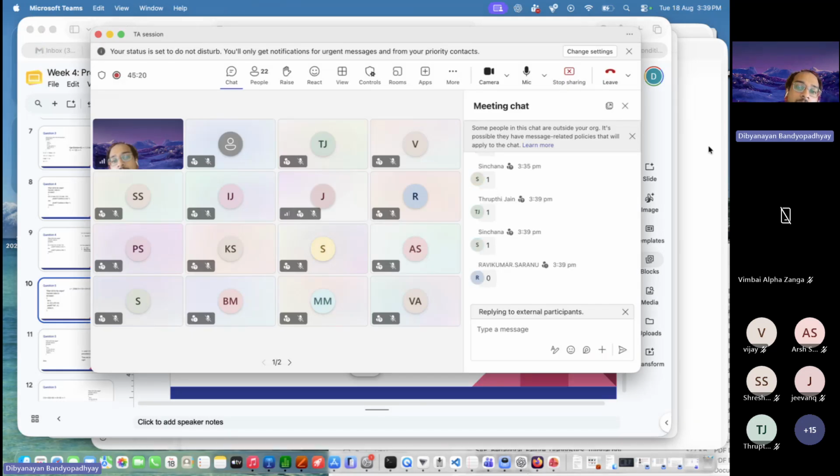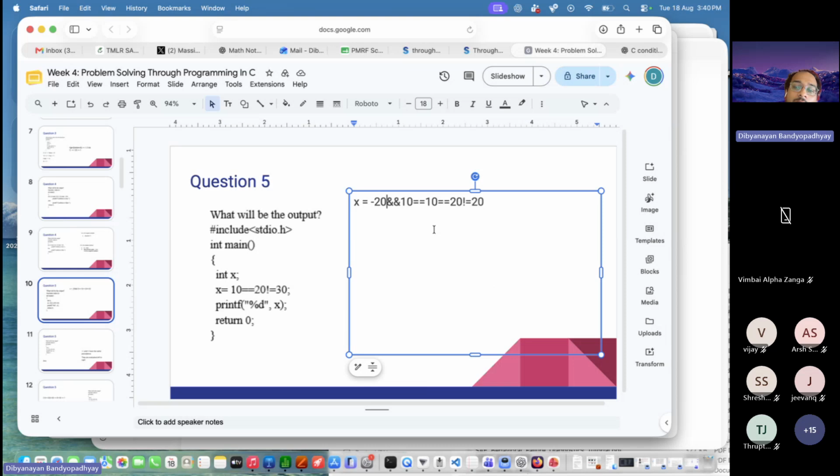So should I proceed? Okay, let's see what is happening here. So this is the highest priority operator, so let's separate it out. Now let's perform this operation first. Minus 20, because it is left to right associative, we will perform this operation first. Minus 20 means 1, right? As I have told you already.